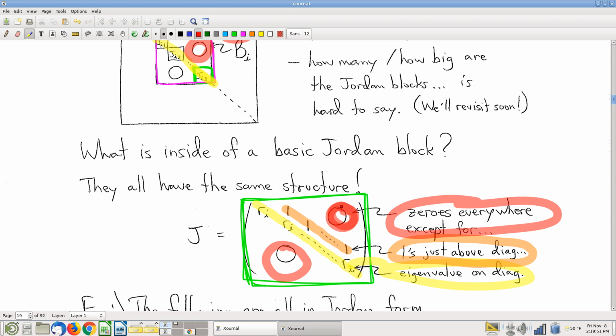Our goal was to find a consolation prize to diagonalizability. We were hoping to get diagonal. So it's pretty good news that even though this isn't diagonal, it's really close to diagonal. So, good thing. All right, so these are the rules. So we're done, by the way. That's what Jordan form is.